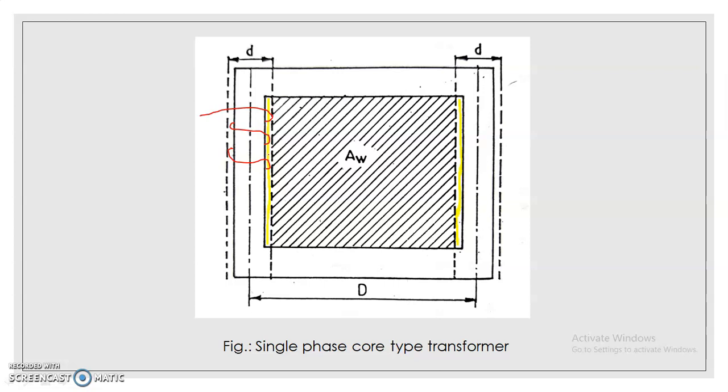It is called the copper area in the window, because in the yellow shade the winding part, meaning copper material, will be occupied, same as on the right hand side. In this yellow portion also the same will happen. That's why this yellow portion is called the copper area in window.